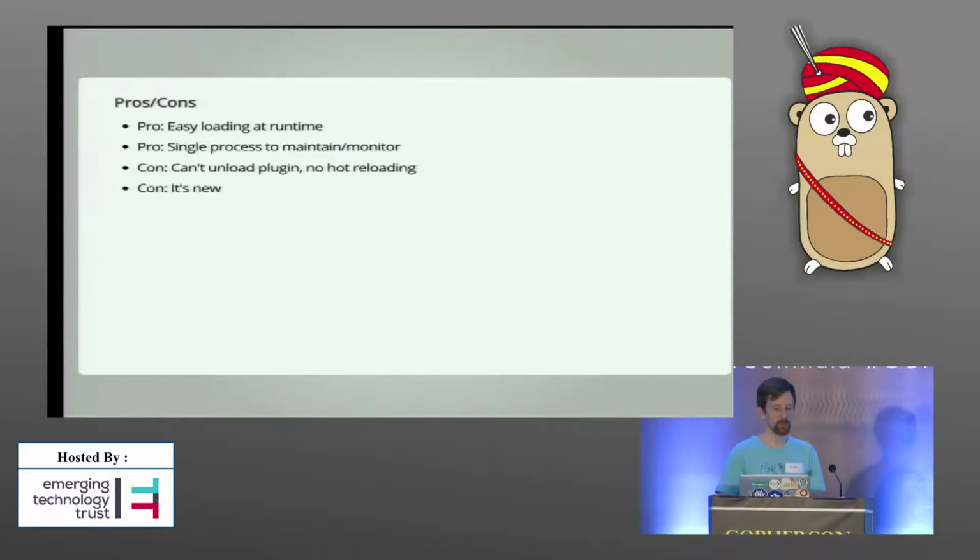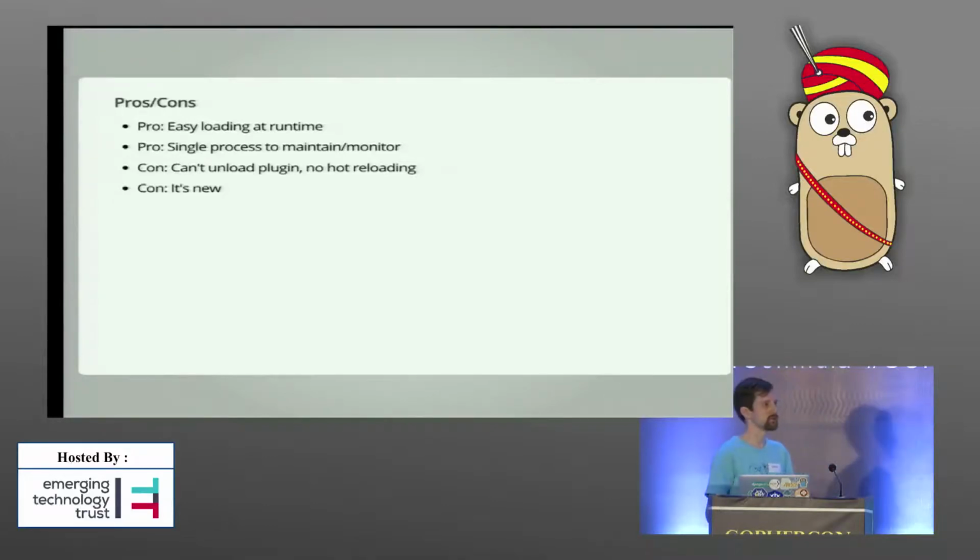So to wrap up, there are a couple of shortcomings to using the plugin API. I think it's super useful and easy to use. It's a very simple interface, which is very Go-like. And so I think a lot of people will want to use this because it's very easy to load these plugins at runtime. You can provide it as an option to your users on the command line or whatever. And it's also a single process that you have to monitor. It's only the main process. You don't have to start up multiple processes and make sure that they're running and monitor them.